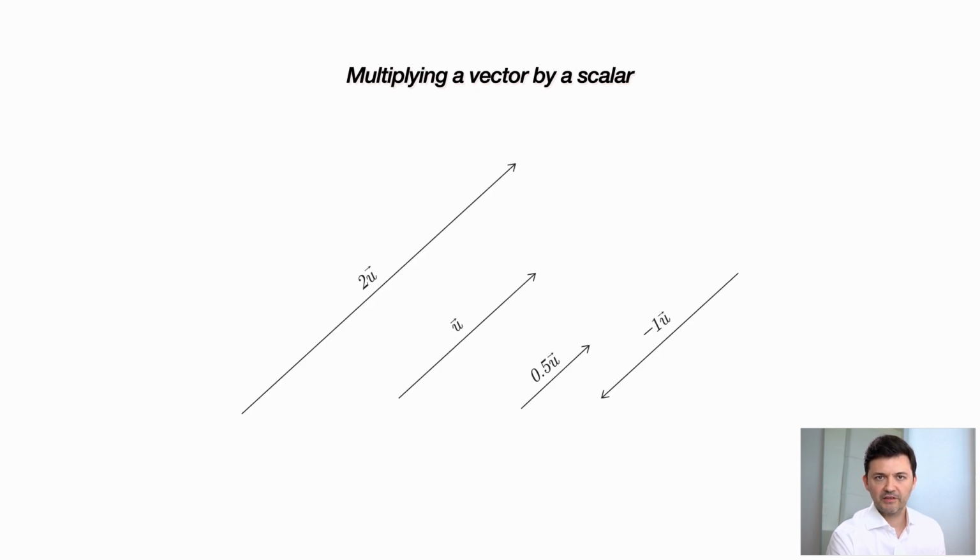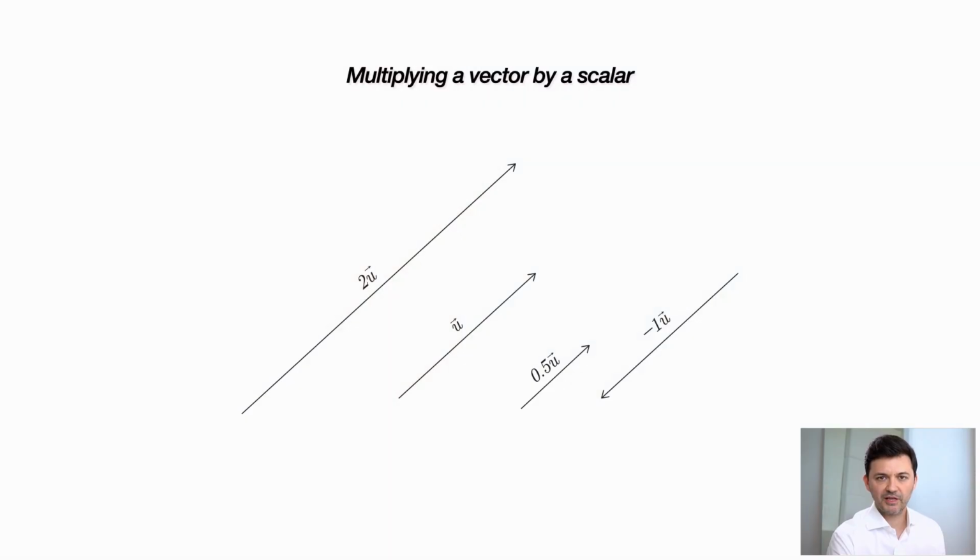So if we multiply the vector u by the number 2, the resulting vector will be twice as long. If we multiply it by 1/2 or 0.5, it will be half as long. And the sign of the scalar, whether it is negative or positive, will not change the magnitude. This will only change the vector's direction. So if we multiply the vector u by -1, then the resulting vector will be of the same length, but it will point in the opposite direction.